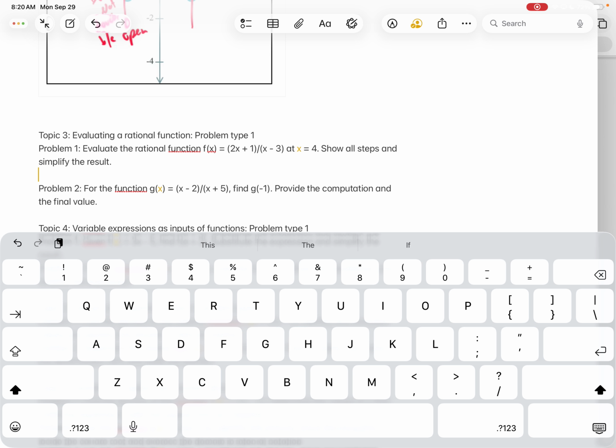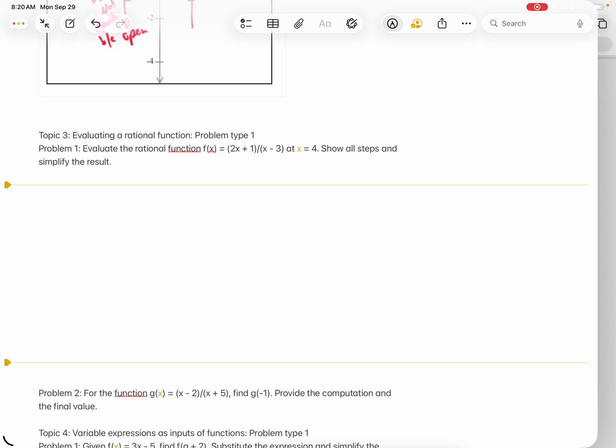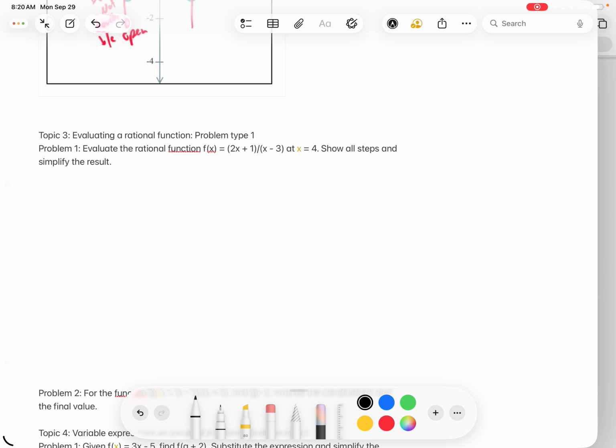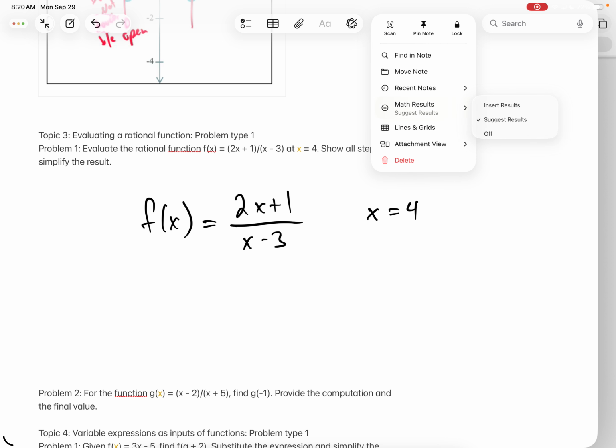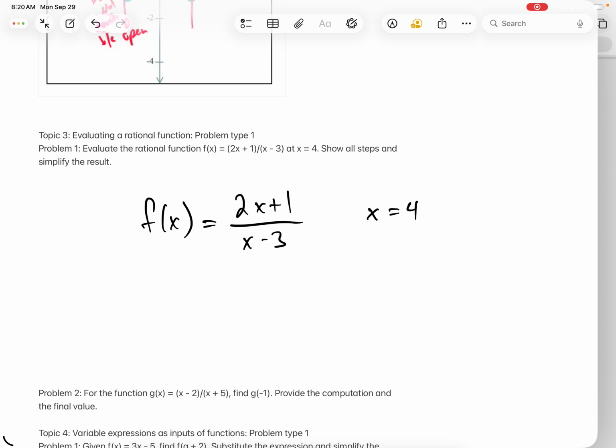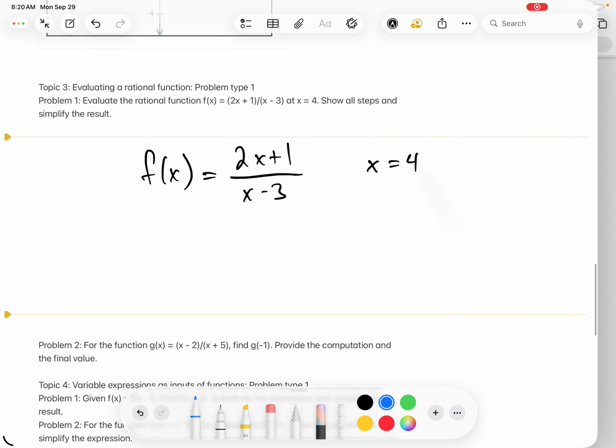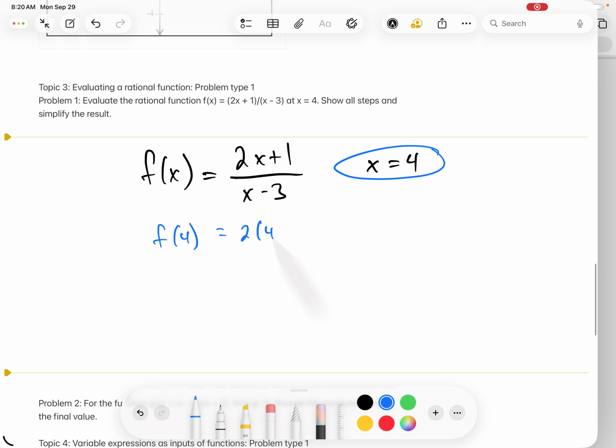All right, evaluating a rational function. Let me write this out. f of x equals (2x plus 1) divided by (x minus 3) at x equals 4. Okay, on this one, when it says evaluating, all you're doing is plugging it in. Whatever's inside the parentheses equals x, so I just plug a 4 in anywhere there's an x. So that would be 9 over 1, which would be 9.